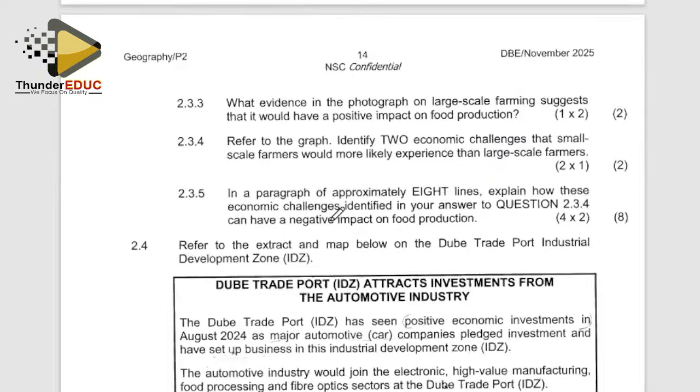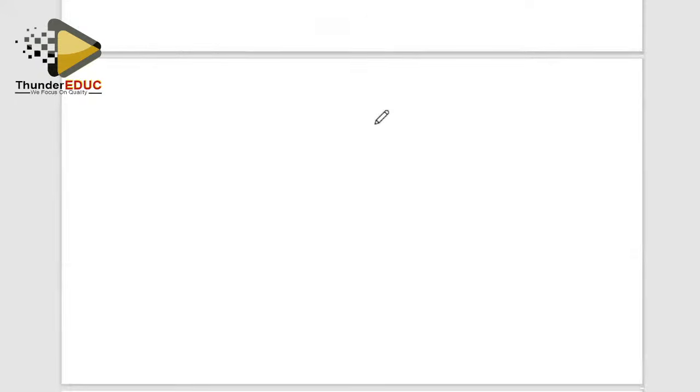Right, let's look at the last question, number 2.3.5, in a paragraph of approximately 8 lines. Explain how these economic challenges identified in your answer can have a negative impact on food production. We are going to highlight and try to explain the aspects that we have highlighted in the question. And we are to figure out how they can have a negative impact on food production, how they can hinder food production. Right. We are answering question 2.3.5.